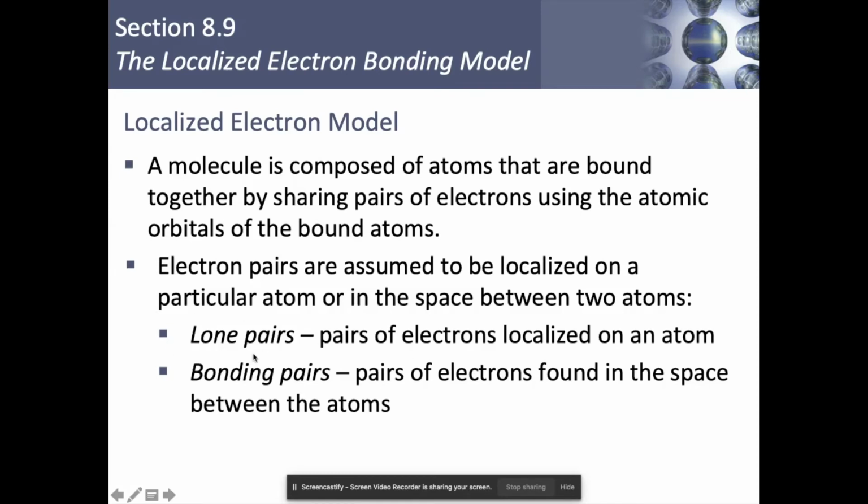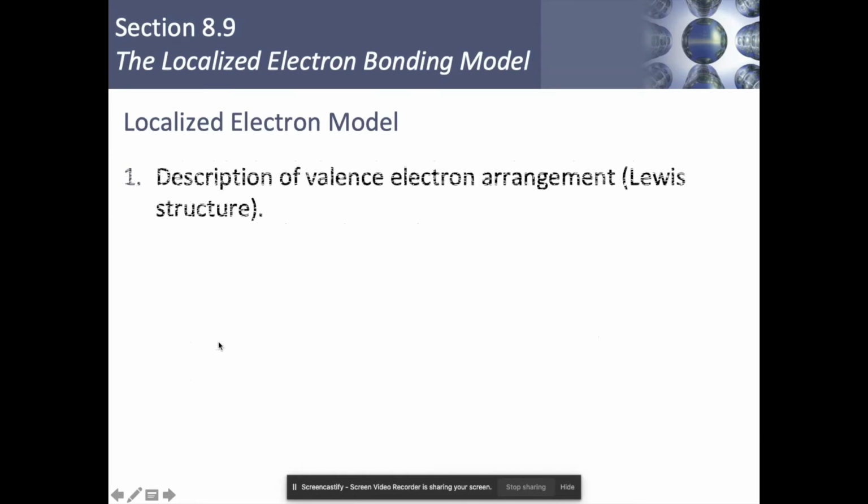Now, lone pairs of electrons are localized on an individual atom. And again, when we're talking about lone pairs, we normally use dots to represent them. For bonding pairs, we normally use lines. So when you see lines, think bonds. When you see dots, think lone pairs of electrons, okay?